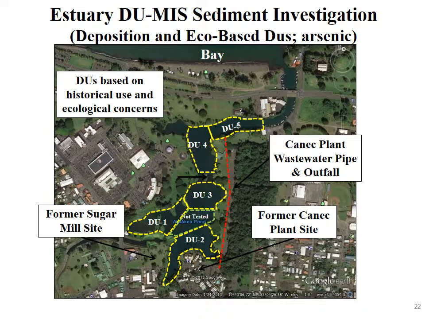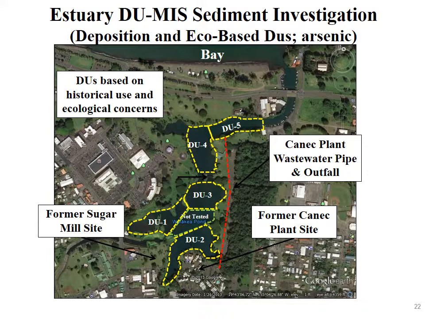So when John worked on this site, first he designated DUs based on suspect contaminated areas, especially around this Canec plant, and then also on the aquatic habitat areas, and you see in DU1 here, and then open areas within the estuary, DU3 and DU4, and then DU5 is where this wastewater pipe discharged. So that's how we designated DU decision units here.